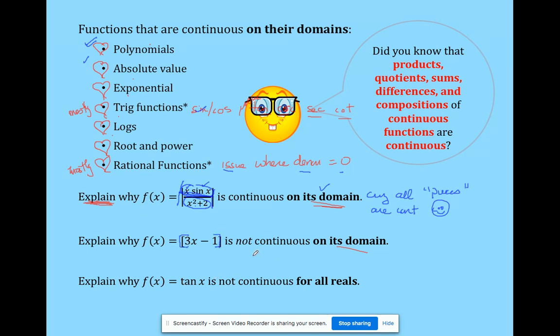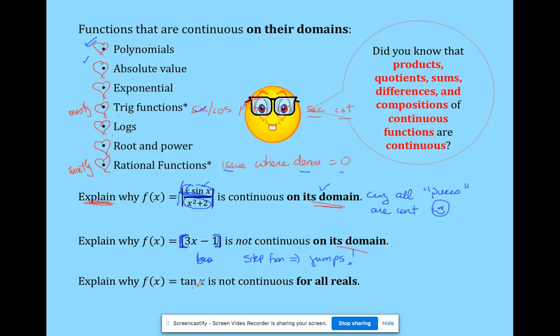The step function is not continuous on its domain because, right, if you put numbers into here, it jumps. It has a bunch of jumps. I didn't ask you to go through a formal proof, so it is okay to just recognize. This would never be a test question. This is just making sure that you recognize the greatest integer function.